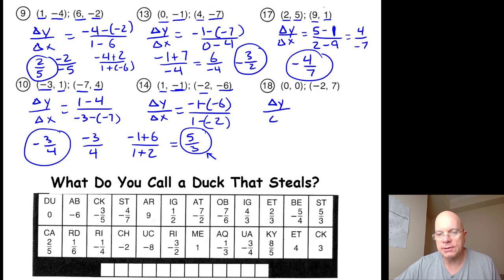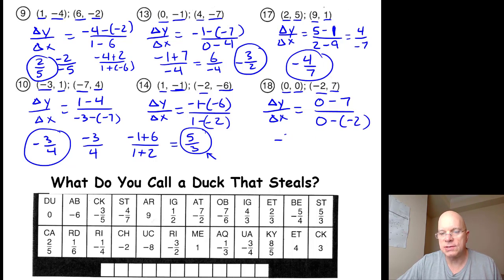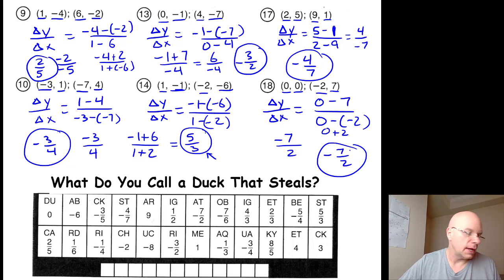18, delta y over delta x. 0 minus positive 7 over 0 minus negative 2. 0 minus 7 is negative 7. 0 minus negative 2 is the same as 0 plus 2. So negative 7/2 for 18.